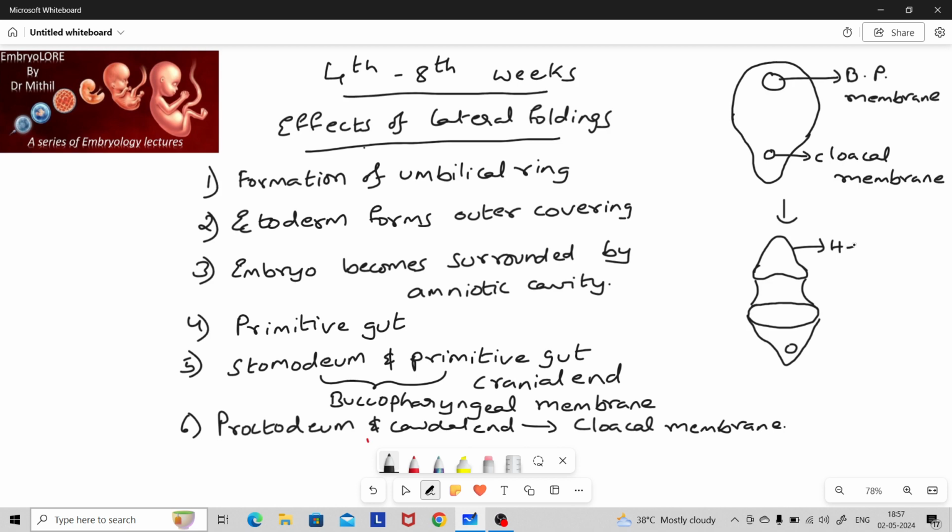So let me label here. This is the head bulge, and here this is the stomodium, and here this is the pericardial bulge, and lastly that is the umbilical opening.